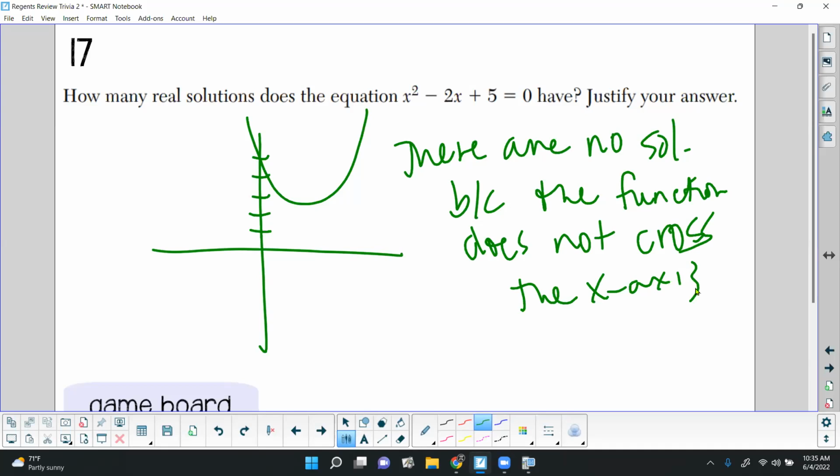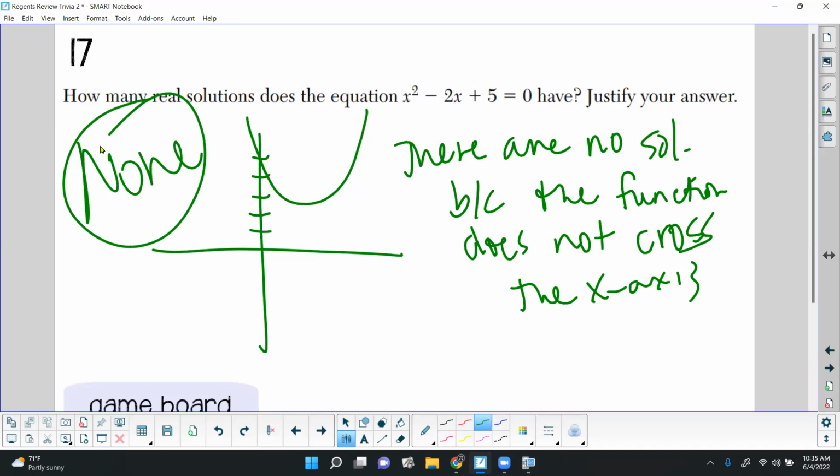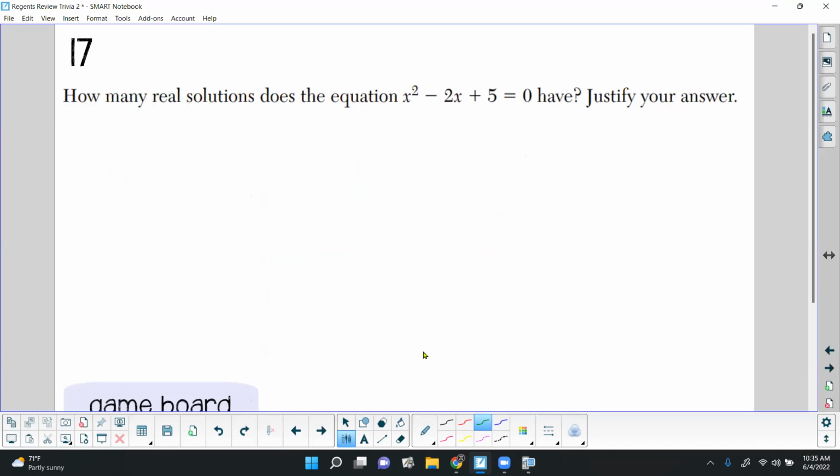So this is a 2-point question. You get 1 point for saying there are none. You get 1 point for saying that, and then you get another point for one of your justifications, whether it's math-based, using the discriminant, or whether it is graph-based, stating that you know that it doesn't cross the x-axis.